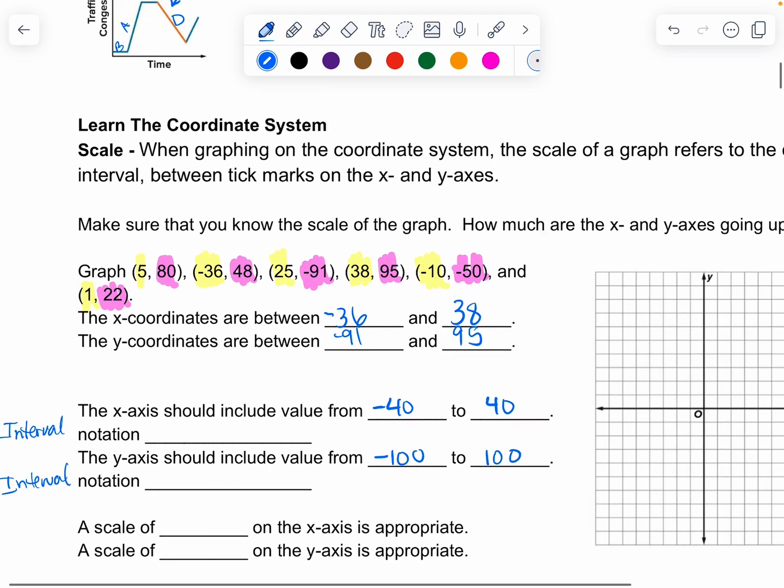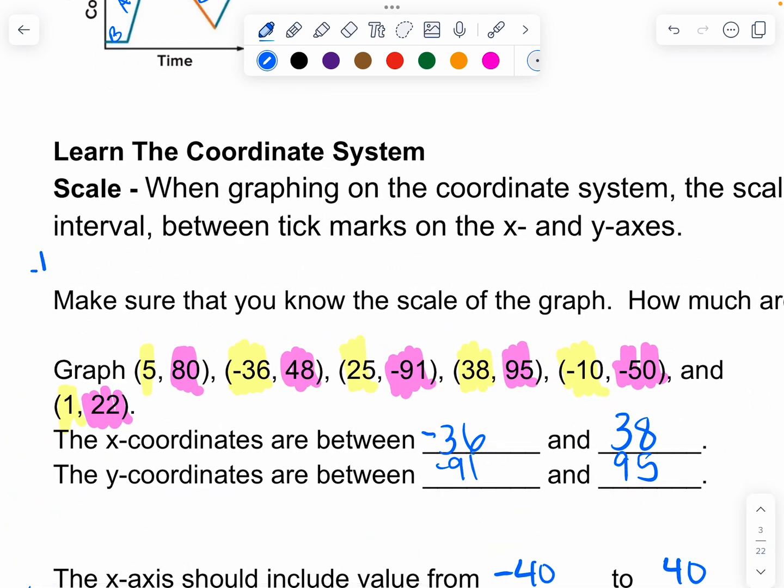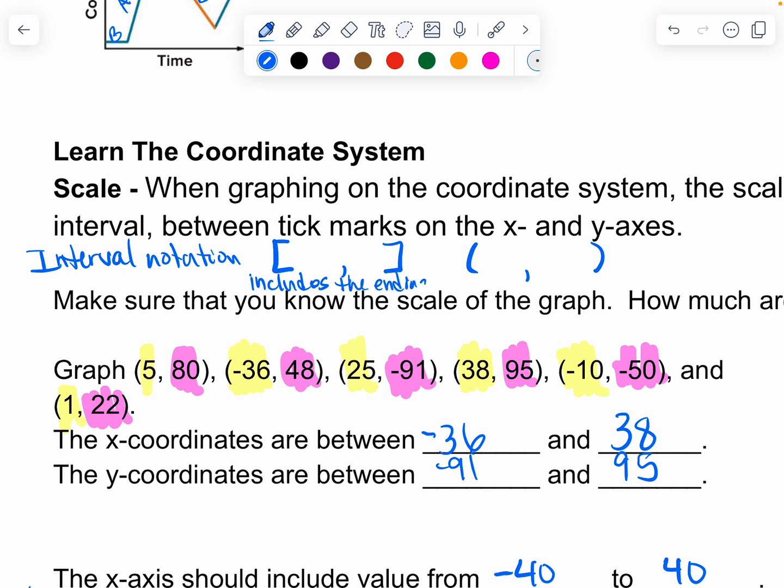I should have done it up here. Okay, so we're going to put it up here. You have it on your sheet already. So if I have interval notation, there are different ways to write it. You can either write it like the first or the second. The first one includes the ending number, and I will talk about that more later.